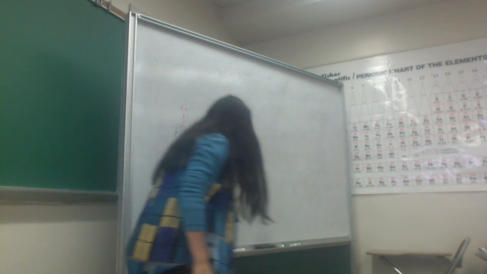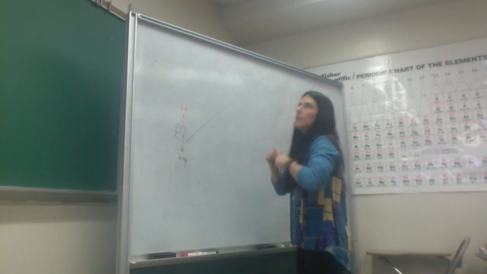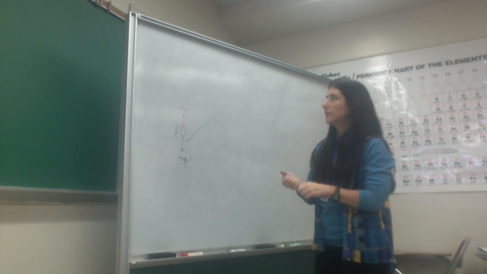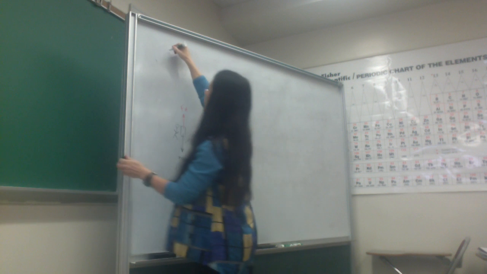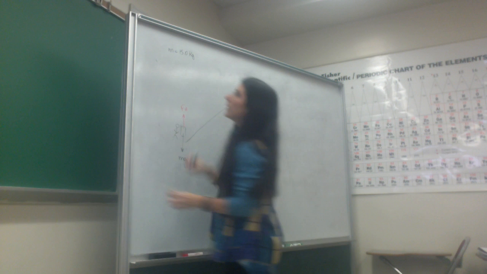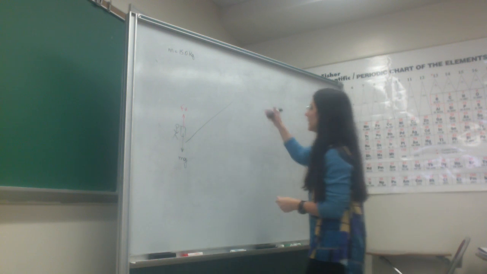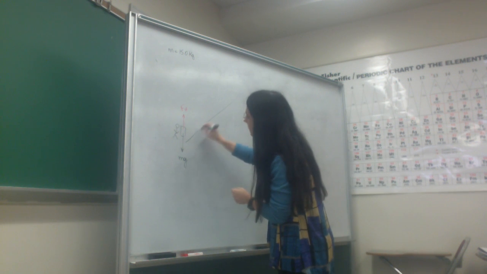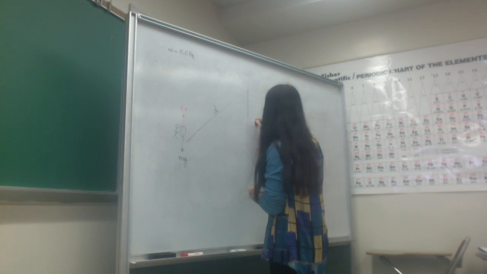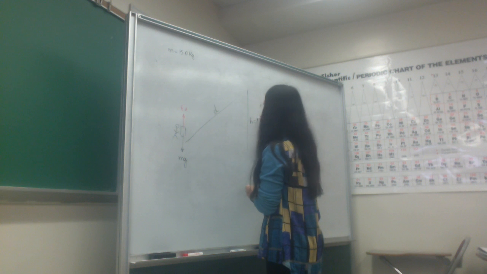Okay, what else do they tell us? If you read the problem, they give us the mass of this box. Okay, so let's write it there. 15 kilogram. They also give us the height of this hill. They don't give me this D, this is the whole displacement, but they give me this height. And this height is 10.